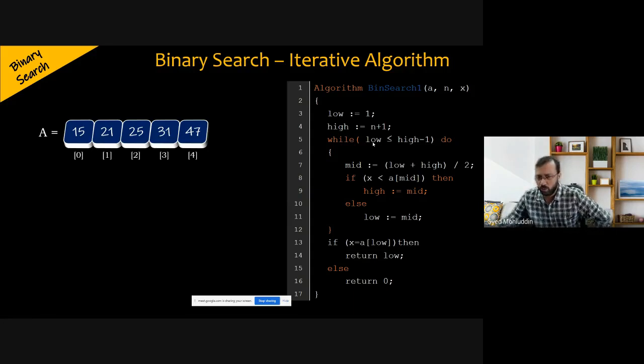Now what this is doing is this while loop is not returning any values. This while loop executes till low is greater than mid.